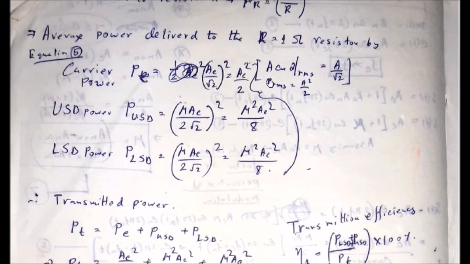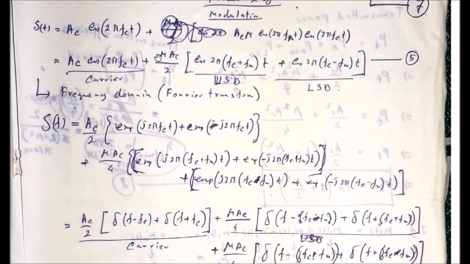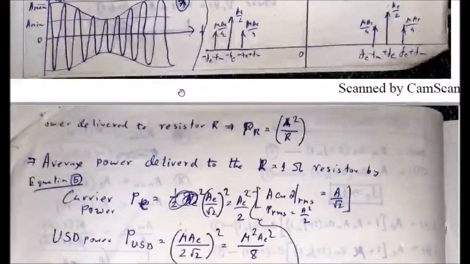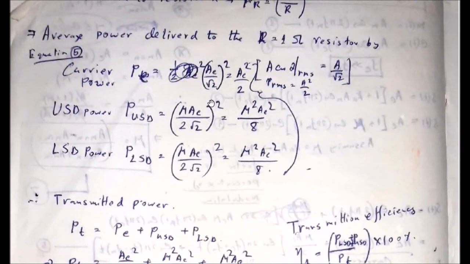Simple. Next, upper sideband. What will be the power delivered to the upper sideband? Now see that, what is the amplitude of the upper sideband? Amplitude of the upper sideband is mu A_C by 2. So what will be the RMS value? Mu A_C by 2 root 2. So now what will be the power? Mu A_C by 2 root 2 whole square. That will be mu square A_C square by 8. And lower sideband will have the same power because it is common to both upper sideband and lower sideband. Mu A_C divided by 2 root 2 whole square. That will give you the power of the lower sideband.